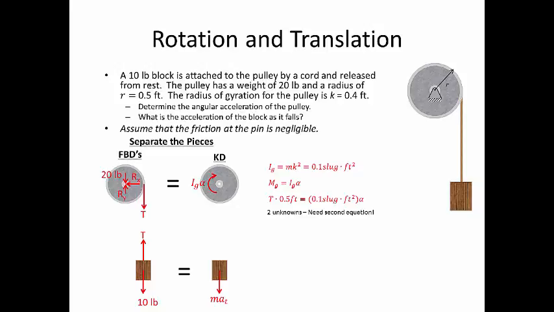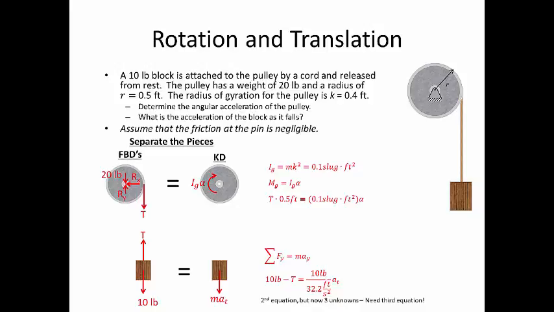To get our second equation, we're going to look at the block. If we sum the forces in the y direction and set that equal to the mass times the acceleration in the y direction, we get that 10 pounds minus the tension is equal to 10 pounds divided by 32.2 feet per second squared to get our mass, times our tangential acceleration. Note that I chose the direction of the acceleration to be positive. This just helps to keep our signs straight as we move through the problem. In this case, I've introduced a new variable, our tangential acceleration.